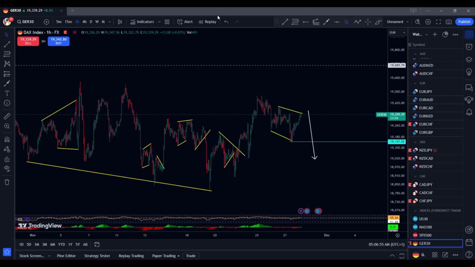How can wave analysis really help you in trading, and why is wave analysis the best approach so far to trade any market at all? I mean any market at all.